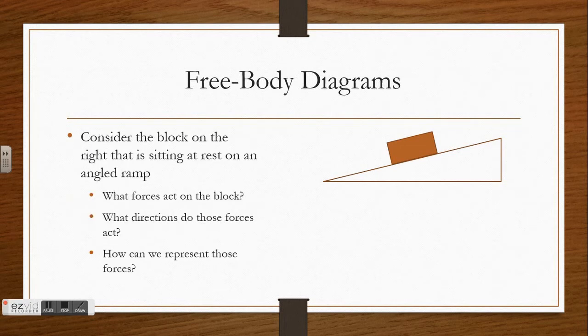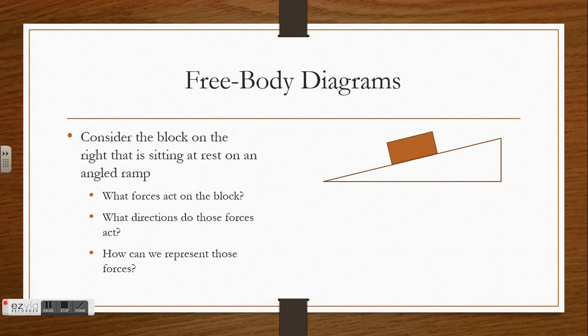So let's consider a block sitting at rest on an angled ramp. I have this block sitting at rest on the ramp, and the three questions I want to ask myself are: what forces act on the block? In what direction do those forces act? And what's the best way to represent those forces?